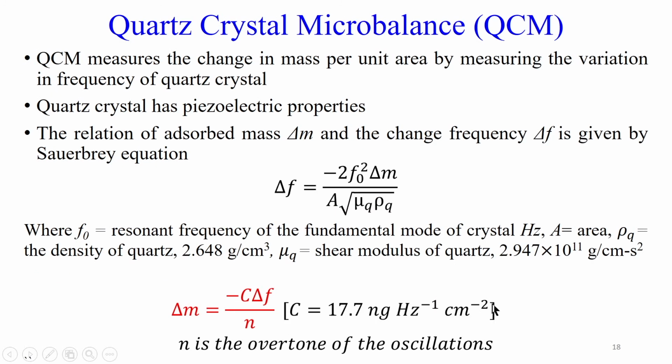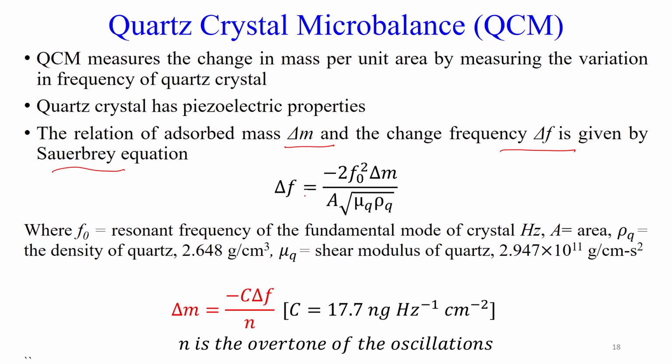Next method is the quartz crystal microbalance. Quartz crystal microbalance has a crystal which vibrates at its resonance frequency, and whenever there is a change in the mass or something extra is coming onto the crystal, it leads to a decrease in its frequency, and the decrease in the frequency is related to the adsorbed mass by the Sauerbrey equation.